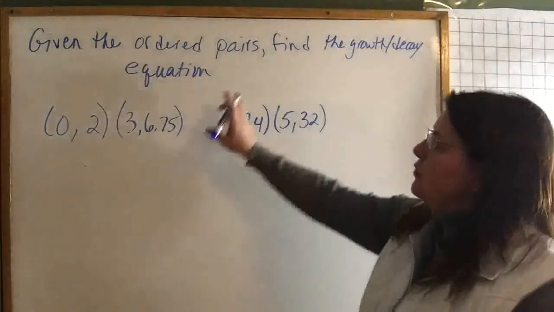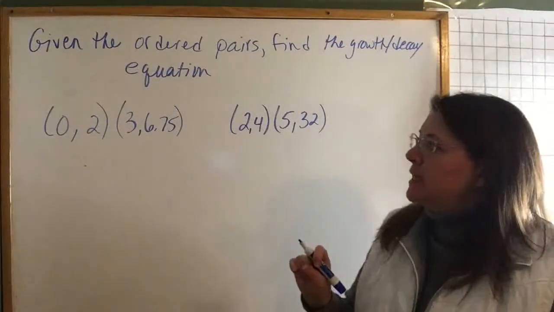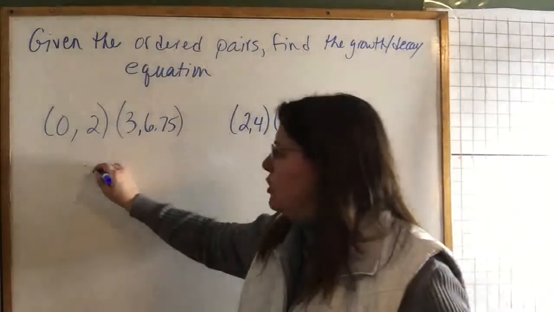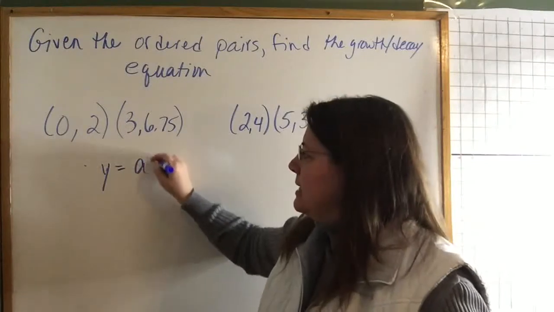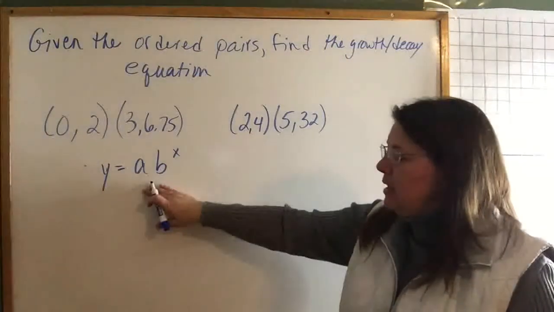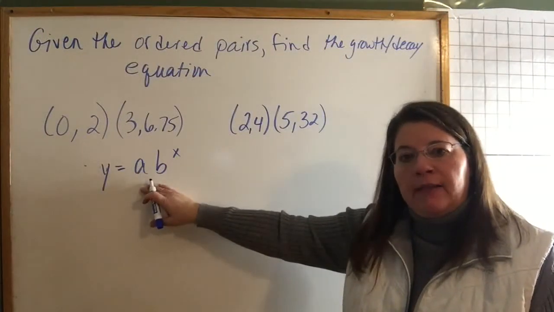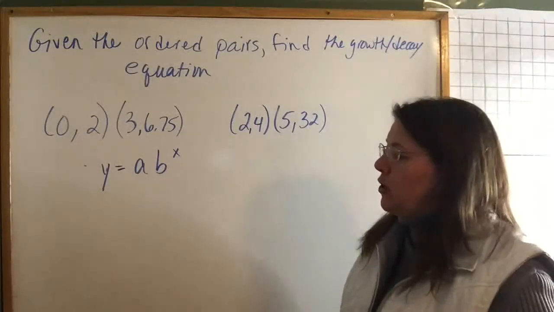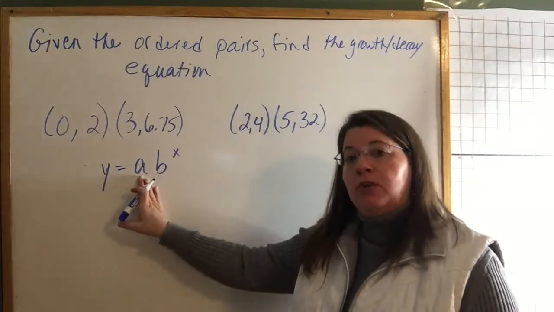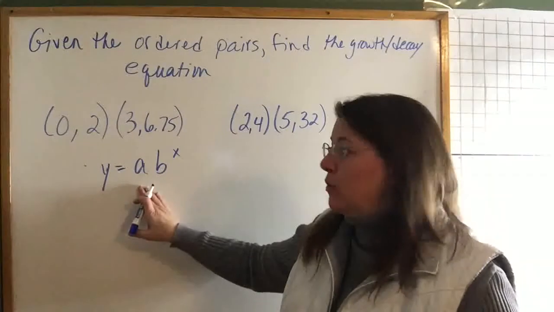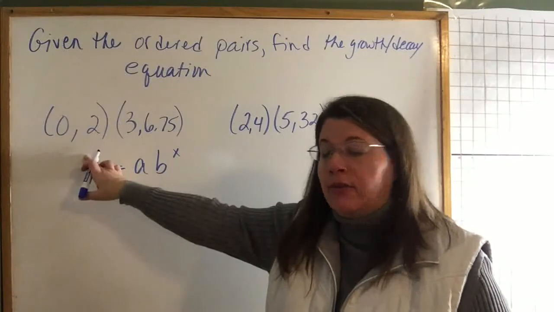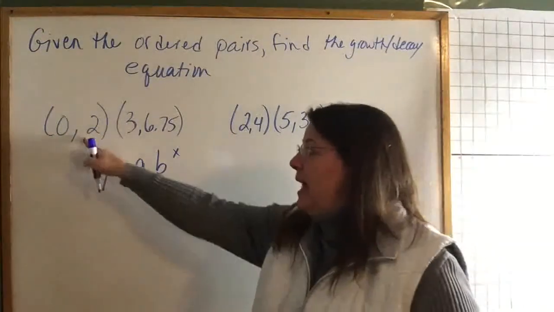In these examples, the directions are: given the ordered pairs, find the growth or decay equation. Now, we learned in the last segment that your growth decay equation is y equals a times b to the x. So if we plug these ordered pairs into the formula, we will be able to find the equation of the exponential function. One thing we learned is that your a value in the equation is your y-intercept. So if they give you the y-intercept, it's going to make it very simple. We see here (0, 2) would be the y-intercept, the place where it crosses the y-axis. So I am allowed to just understand that a is 2 here.